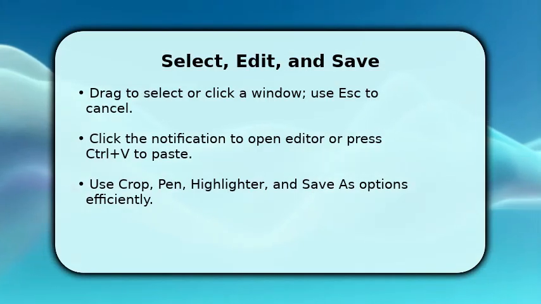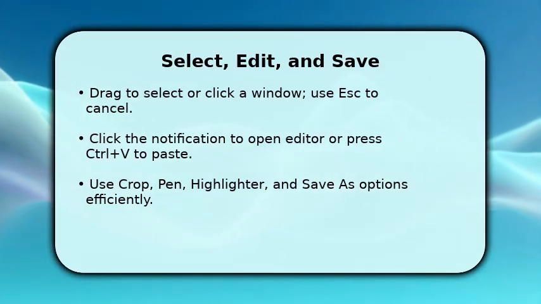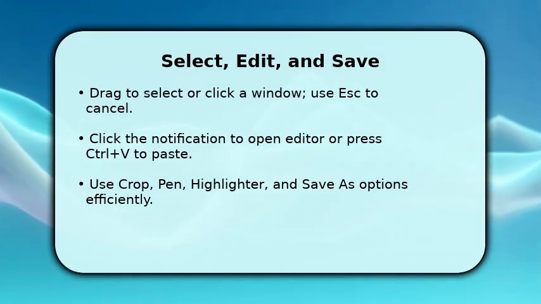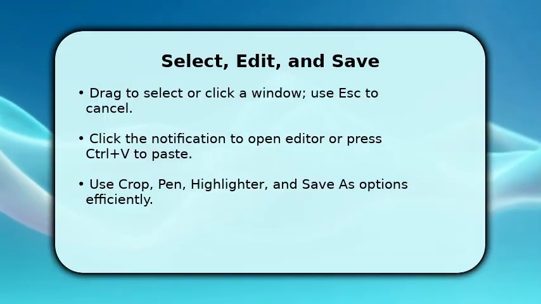Once you've selected a region, the tool copies the image to the clipboard and shows a notification. Click it to open the Snip editor for edits. You can paste immediately into documents with Ctrl plus V if you prefer speed.